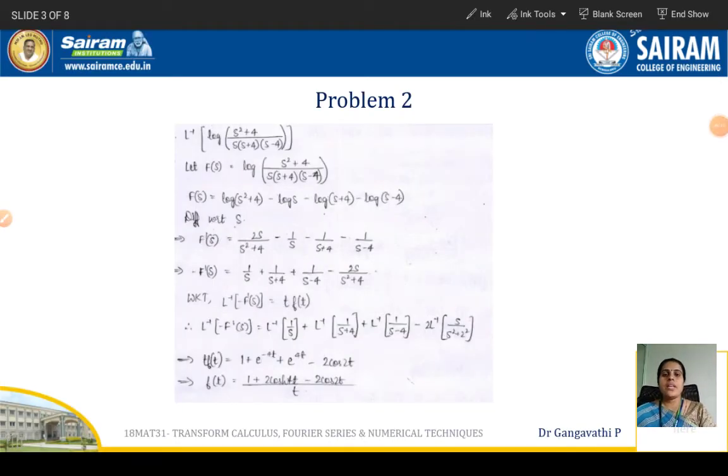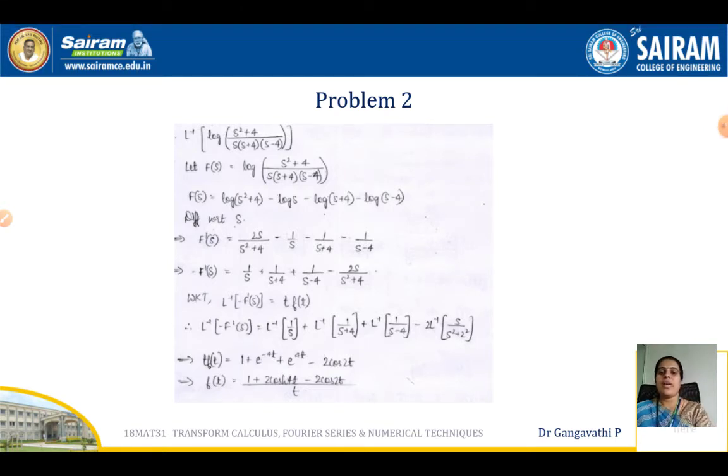Okay, look at the second problem. It has asked us to find L inverse of log of s square plus 4 by s into s plus 4 into s minus 4. So once you get the problem, before getting into the solution, try to analyze how it is easy for us to go ahead in order to get the answer in a simple way.